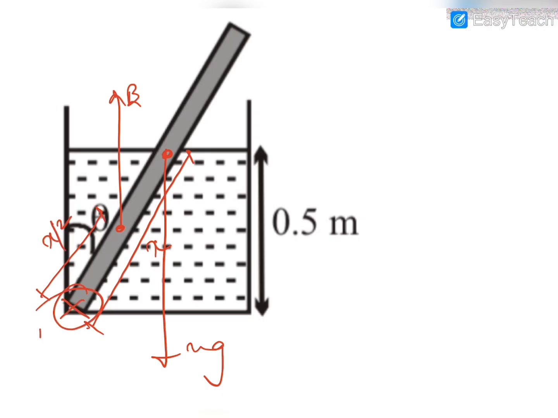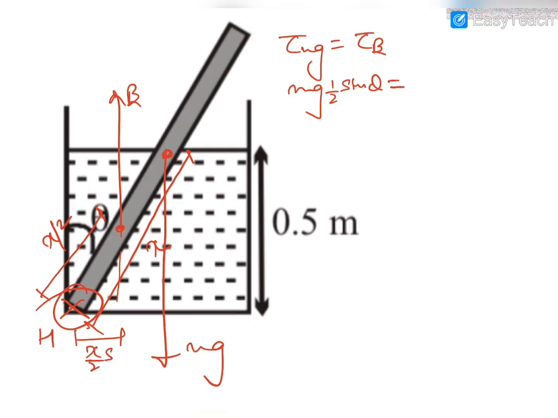And this is the hinge. So we have to balance the torque of buoyancy and mg about the hinge. So torque of mg is equal to torque of buoyancy, and torque of mg will be mg into this distance. The total length of the rod is 1 meter, so this half length is 1 by 2, and this will be 1 by 2 sine theta, and it would be equal to buoyancy into this distance, which is x by 2 sine theta.